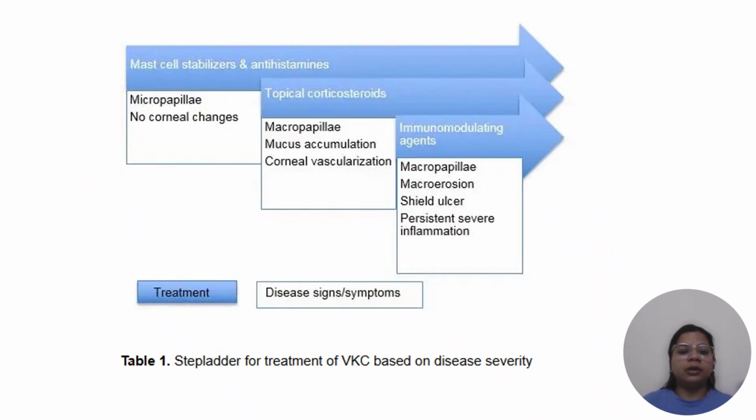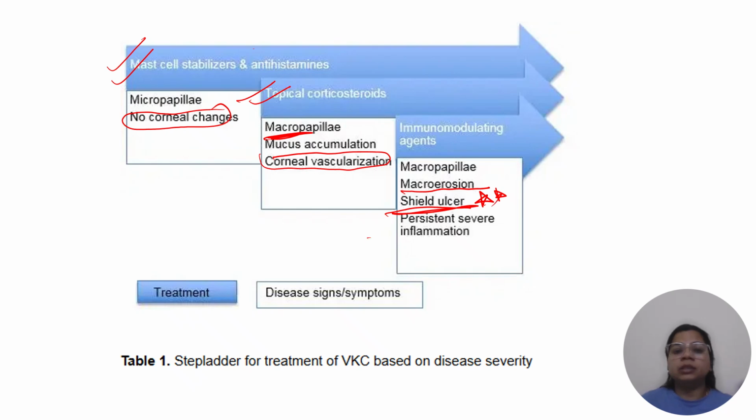So this is the stepladder treatment of VKC, which I was talking about. First, we'll start with the mast cell stabilizers and antihistaminics when there are no corneal changes. But when there is corneal vascularization and the papillae become macro, we'll start with topical corticosteroids. And when there are macro erosions, a shield ulcer, which is very important, and persistent severe inflammation, it requires use of immunomodulatory agents, which are cyclosporine and tacrolimus.